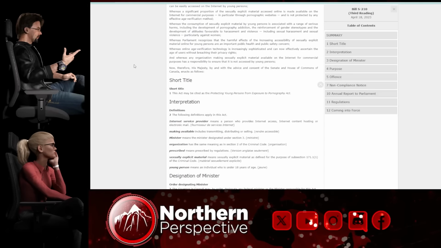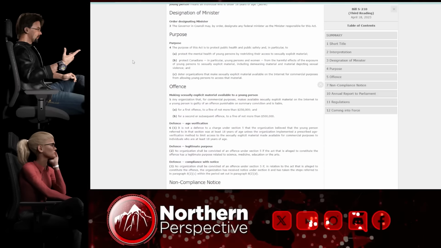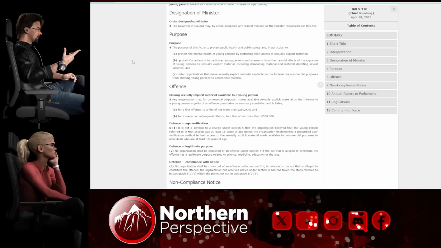So what this is essentially doing, if you get down into here, we can extract this from the purpose. The purpose of this act is to protect public health and public safety, and in particular, A, protect the mental health of young persons by restricting their access to sexually explicit material. B, protect Canadians, in particular young persons and women, from the harmful effects of the exposure of young persons to sexually explicit material, including demeaning material and material depicting sexual violence.